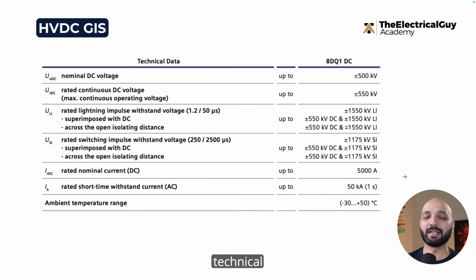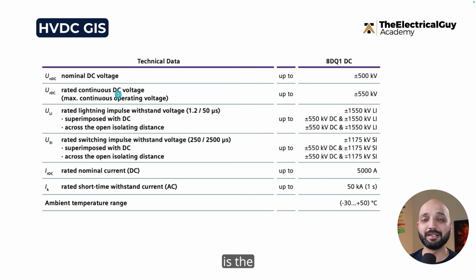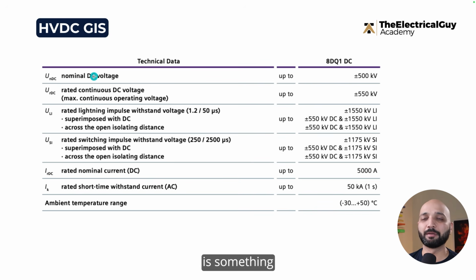And here are some of the technical specs of the HVDC GIS. You can see the nominal DC voltage is plus or minus 500 kilovolts. The rated continuous DC voltage is plus or minus 550 kilovolts. Now both these ratings are different. Rated is the maximum voltage that this particular switchgear can carry, and nominal is something that stays in the system in normal conditions, right? And then you can see the insulation properties of the switchgear. Rated lightning impulse withstand voltage, rated switching withstand voltage. You can see the values are given here.